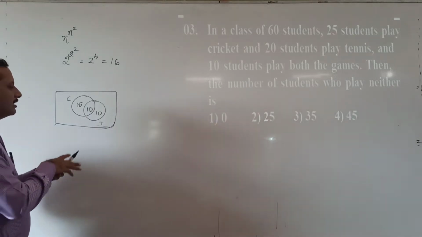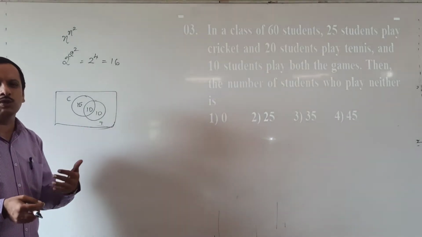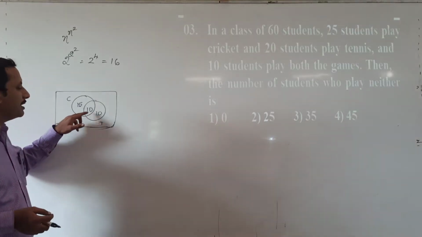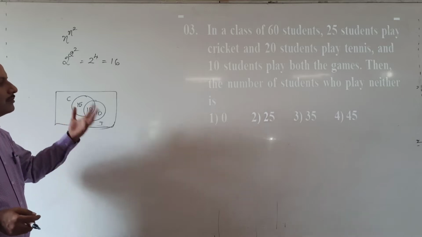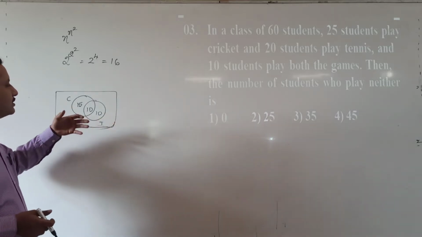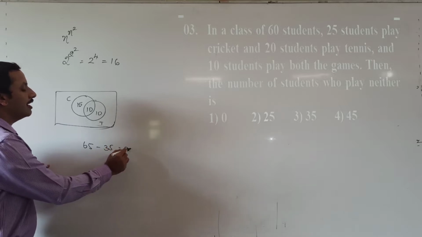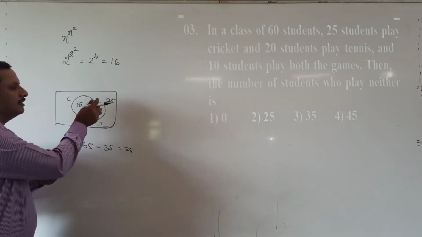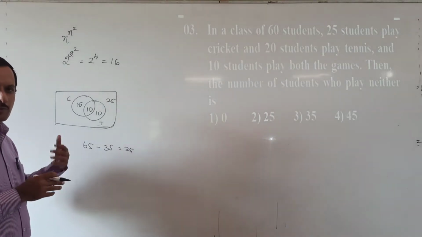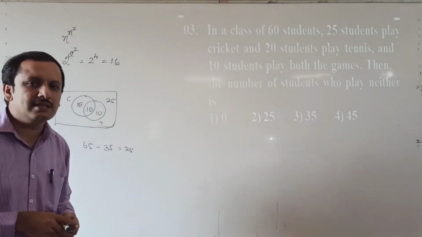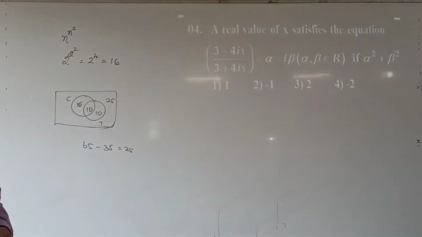So, altogether, the total number of students who play either of these 2 games or both the games are 15 plus 10 plus 10. That is 35. Okay? But total number of students is 60, right? So, 60 minus 35, that's equal to 25. So, 25 will be here. These are the students of this class but who do not play any of these 2 games. Hence, the answer is 25. Second option.